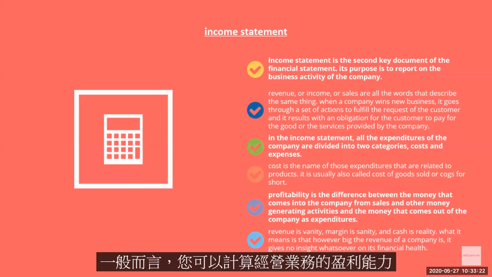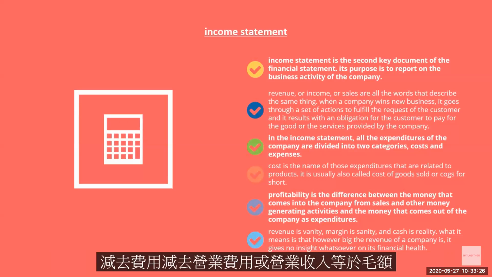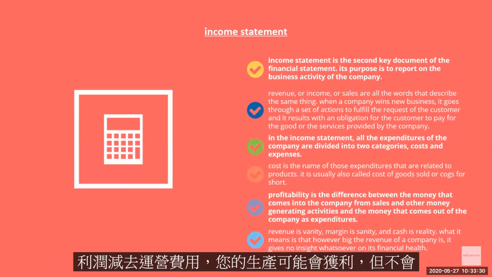You can calculate it using one of the following formulas. Operating income is equal to revenue minus costs minus operating expenses. Or operating income is equal to gross margin minus operating expenses.